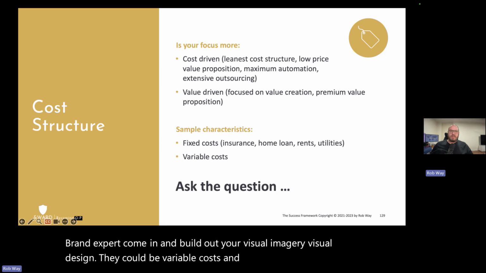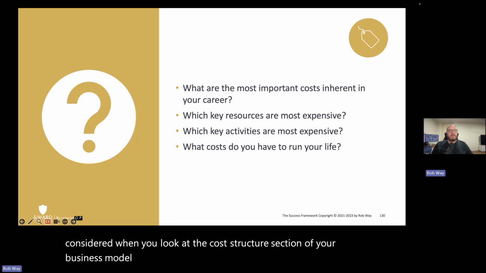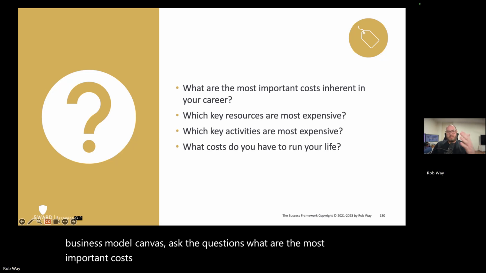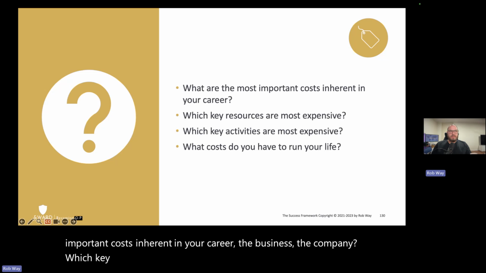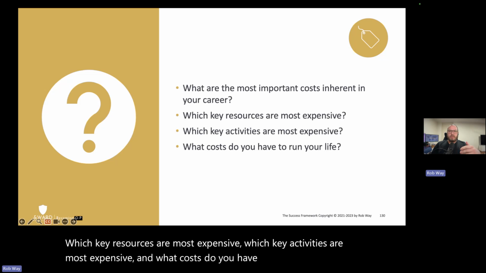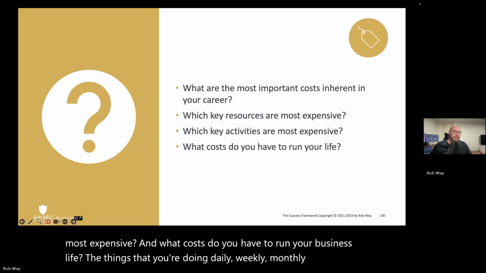And so, all of these things considered, when you look at the cost structure section of your business model canvas, ask the questions: what are the most important costs inherent in your business? Which key resources are most expensive? Which key activities are most expensive? And what costs do you have to run your business life, the things that you're doing daily, weekly, monthly, yearly?